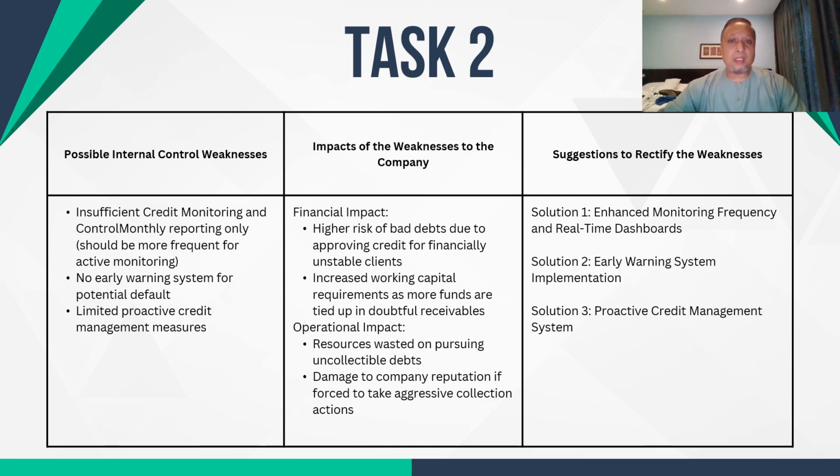Possible internal control weaknesses. Number one, insufficient credit monitoring and control, with monthly reporting only. It should be more frequent for active monitoring. Number two, no early warning system for potential default. And number three, limited proactive credit management measures.